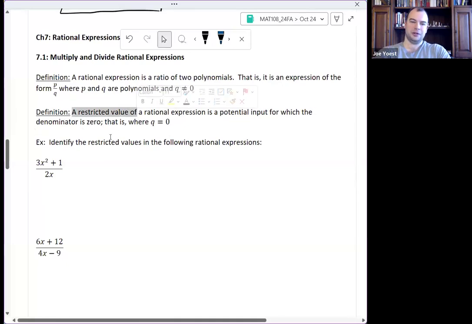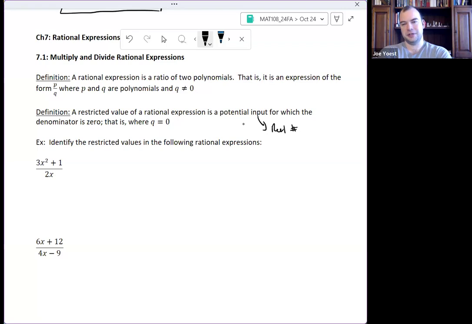We say that a restricted value of a rational expression is a potential input. It's a real number for which the denominator is 0. So potential input, in other words, a real number for which the denominator is 0. That is where q equals 0 in the above definition.